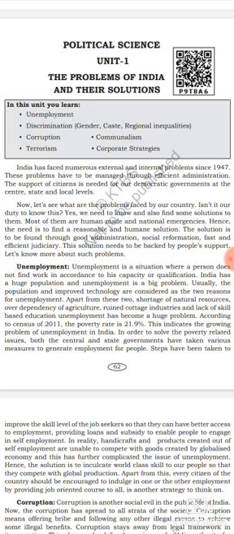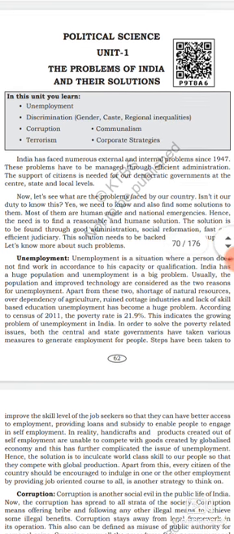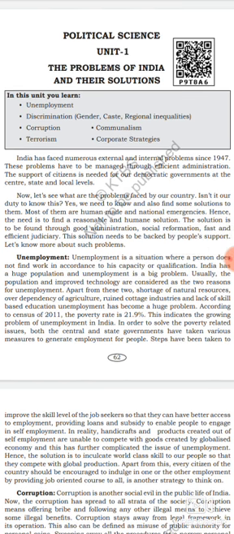Now, let's see what are the problems faced by our country. Is it not our duty to know this? Yes, we need to know and also find some solutions to them. Most of them are human made and natural emergencies. Hence, the need is to find reasonable and humane solutions. The solutions are to be found through good administration, social reformation, and a fast and efficient judiciary. These solutions need to be backed by people's support.